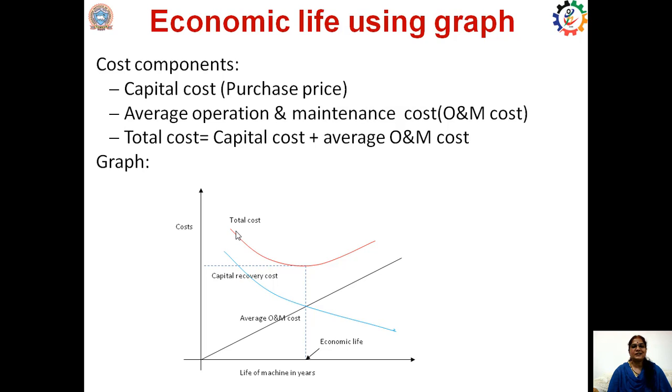If you consider the combined effect as total cost, in the beginning it is high, with the passage of time it decreases, reaches a minimum, then once again starts increasing. If we draw a vertical line from this minimum point, wherever it reaches the x-axis, that value is called economic life. It is the point where both capital recovery and average O&M costs intersect, or the point where total cost is minimum, either this or this.